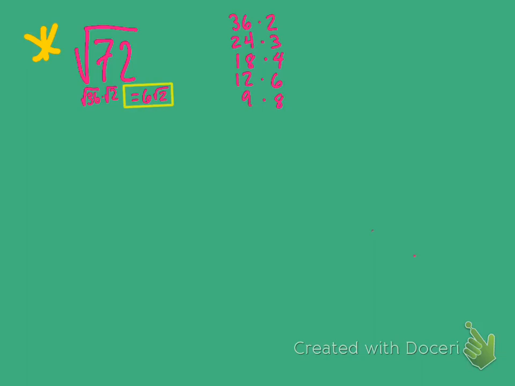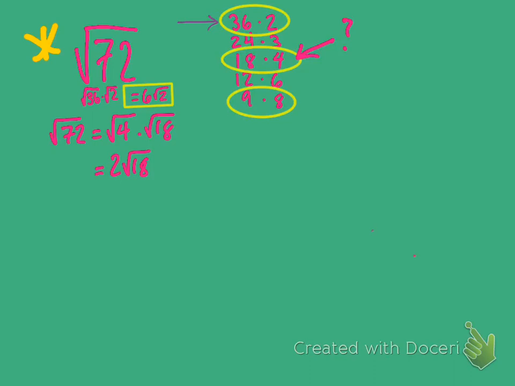Now, what makes this even more confusing is that 3 of those pairs of factors have perfect square factors. So 72 is kind of tricky in this regard. Now, what would happen if you tried 18 times 4? Okay? So square root of 72 is the square root of 4 times the square root of 18. That gives you 2 times the square root of 18.